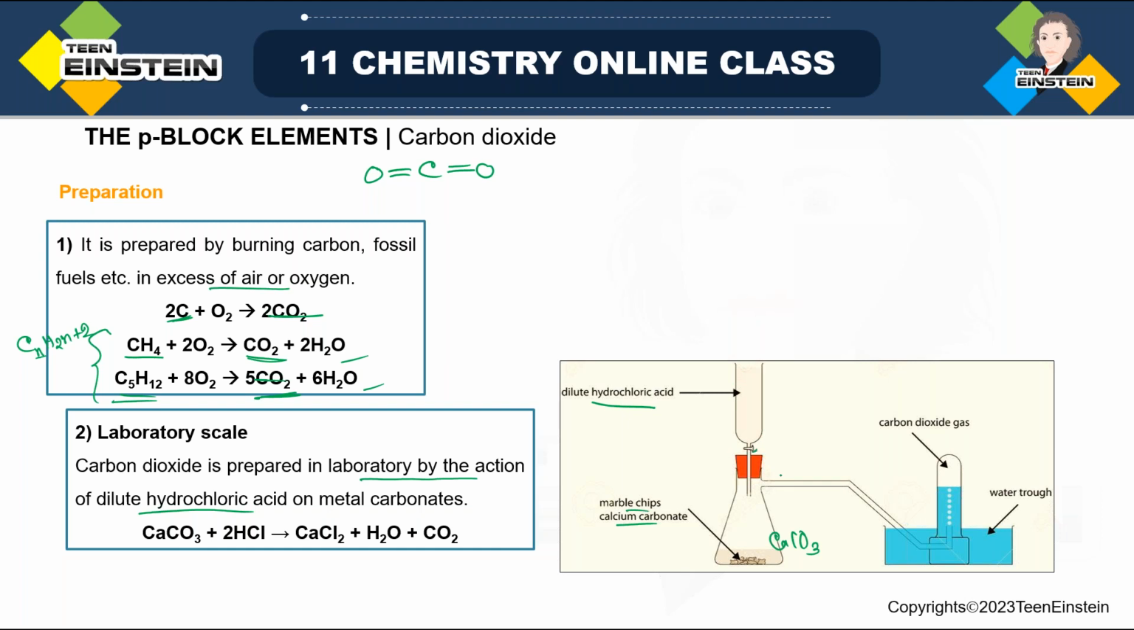Now we can control with this stopcock, and there will be dropwise HCl in contact with calcium carbonate, and there will be formation of CaCl2, H2O and CO2. Now CO2 being a gas, it will go through this tube and it will be collected like this, where you can see here we have a water trough and carbon dioxide gas is collected here.